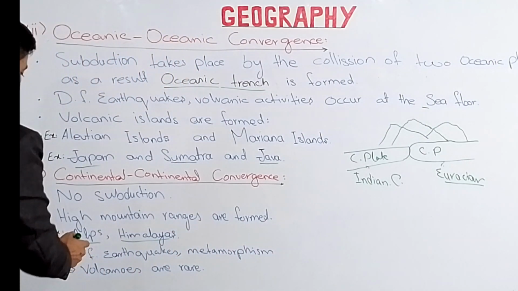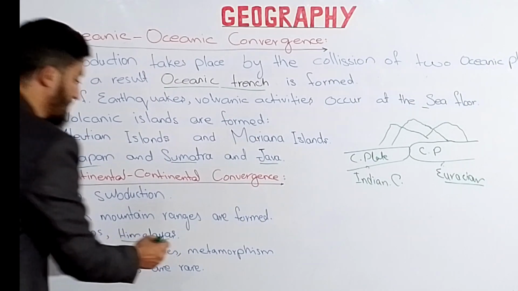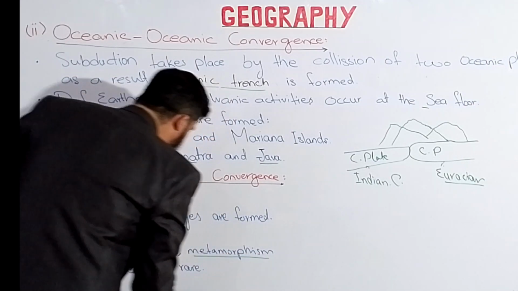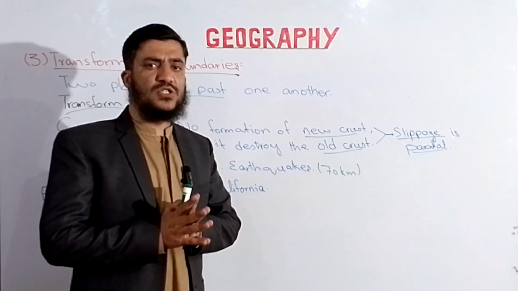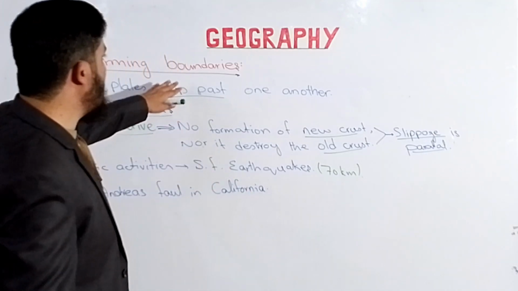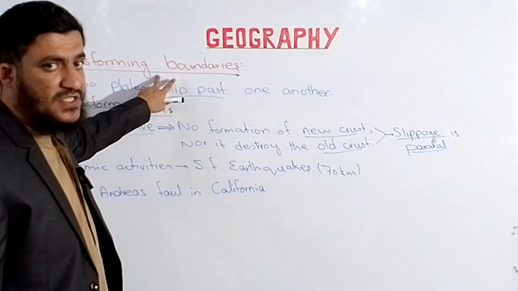There occur shallow focus earthquakes as well as metamorphism, but volcanic activities are very rare in this region. So dear students, now we have the third type of contact, that is the transform boundaries.